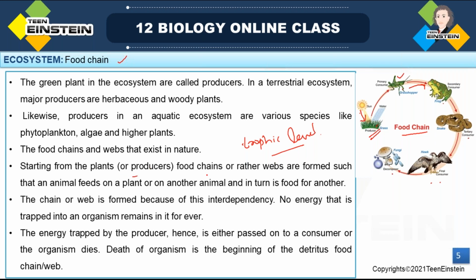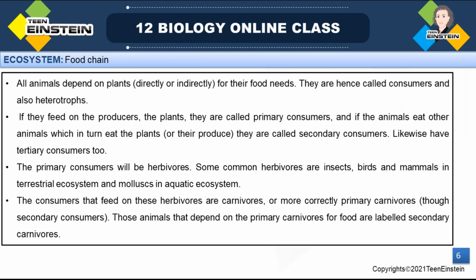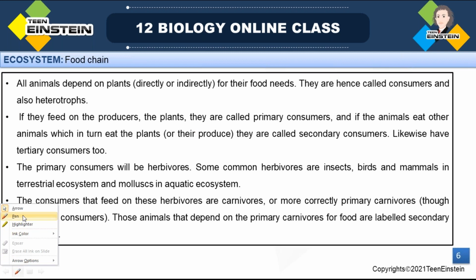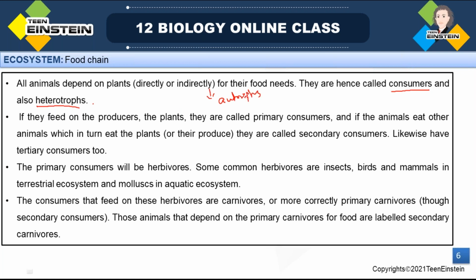So it is starting from the plants or the producers. Then all animals, here all animals depend on plants, directly or indirectly. Which ones? All animals, right? So they are called consumers and they are called heterotrophs because they are not synthesizing food in their own way. They are taking food from plants. So plants directly synthesize food. They are called autotrophs, right? Plants are called autotrophs.